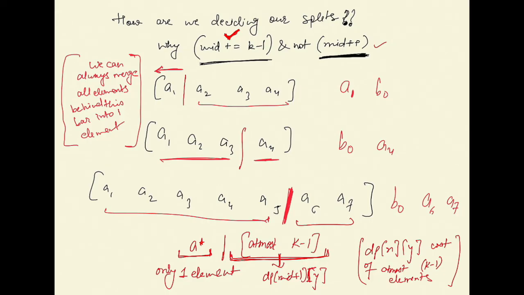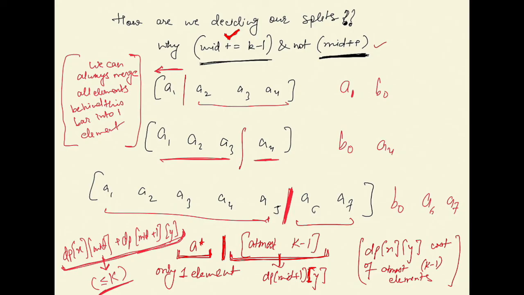this would be the answer for at most k minus 1 piles, and hence if we only keep one pile before this bar, we can ensure that in the end dp[x][mid] and dp[mid plus 1][y], this expression will always have the answer for less than or equal to k piles.